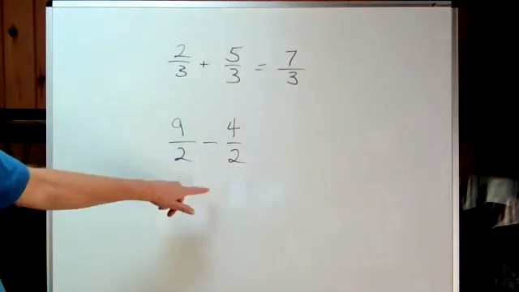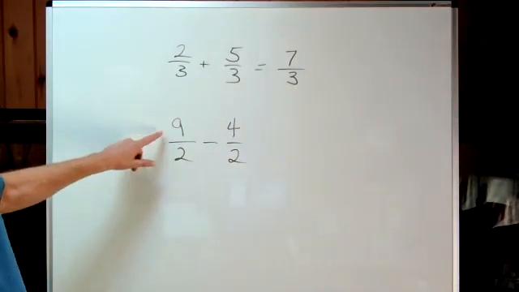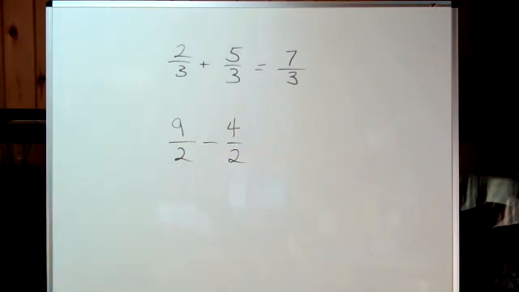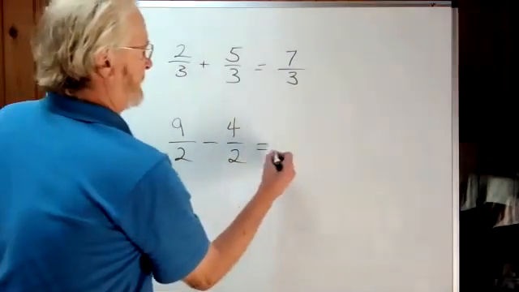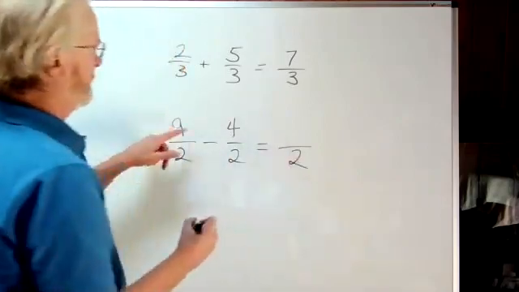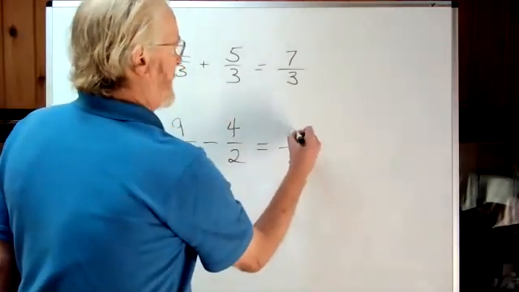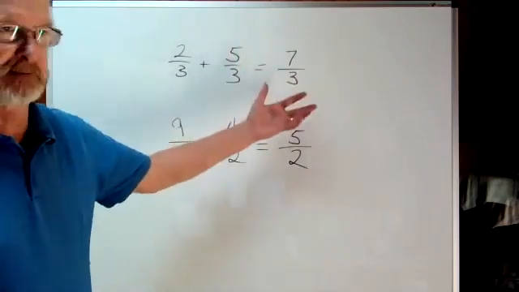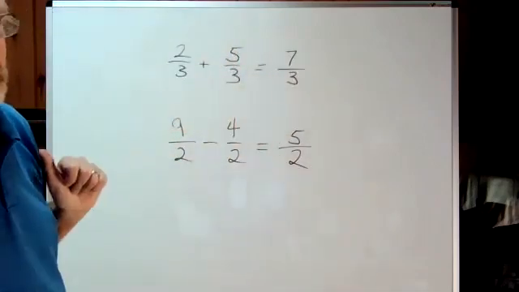I have halves. This is saying I have 9 halves, and I'm going to subtract 4 halves. How many halves do I have left? There's still going to be halves, but 9 minus 4 means I have 5 of those halves. If you've got the same denominator, keep that denominator, add or subtract.